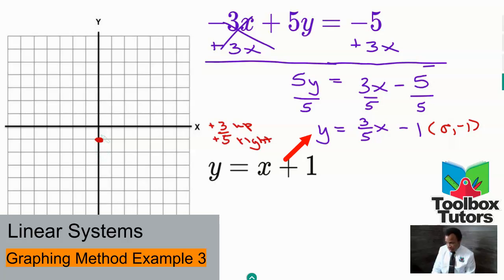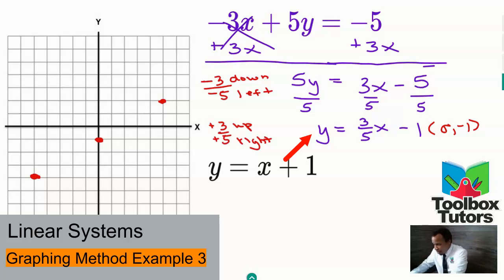So from here, we go up 3: 1, 2, 3. Right 5: 1, 2, 3, 4, 5. From here, we can't go up 3 and right 5 anymore. So what we can do is take positive 3 over positive 5 and switch it to negative 3 over negative 5. So negative 3 tells us to go down. Negative 5 on the bottom tells us to go to the left. So from here, we go 3 down: 1, 2, 3. Left 5: 1, 2, 3, 4, 5. And here we have our 3 points for this first linear function.